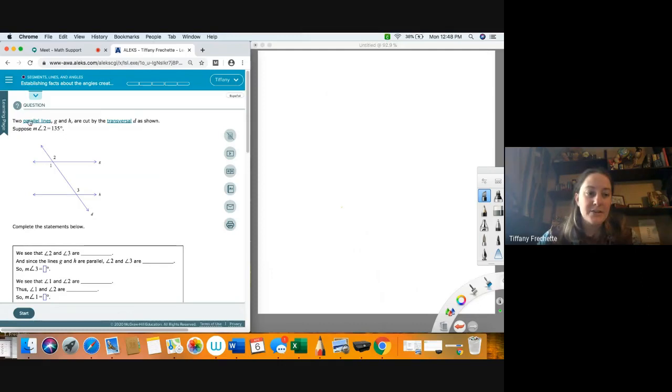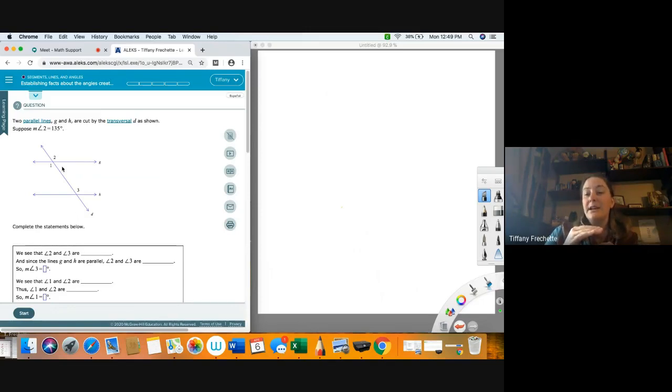All right, so two parallel lines, G and H, so they have them labeled here. Here's G, here's H, are cut by a transversal D. So here's D right here, as shown. So parallel lines, remember those, that means that they'll never intersect. They're always the same distance apart.